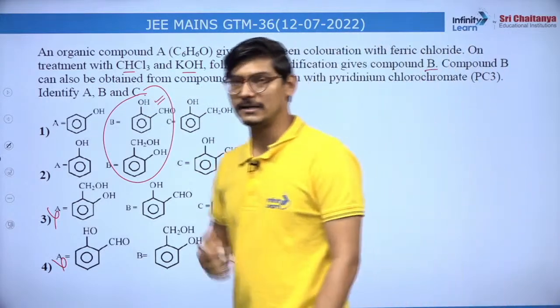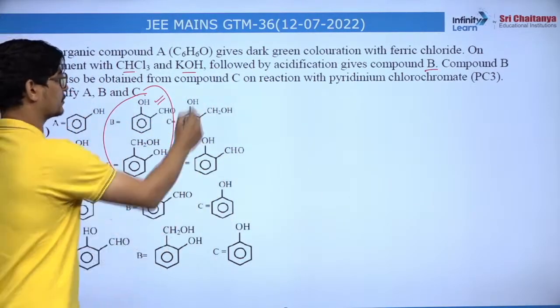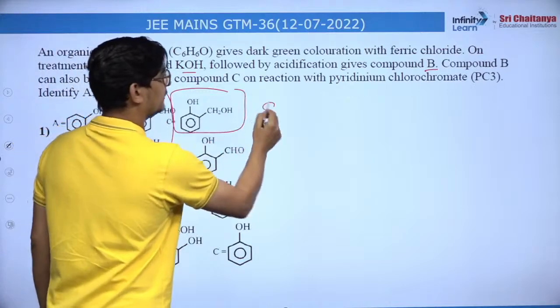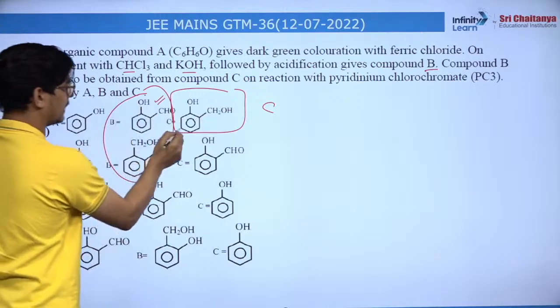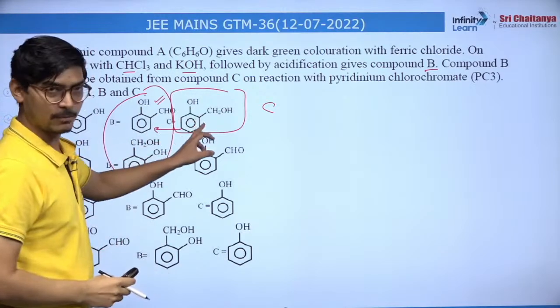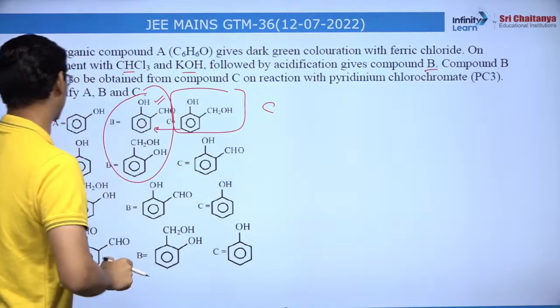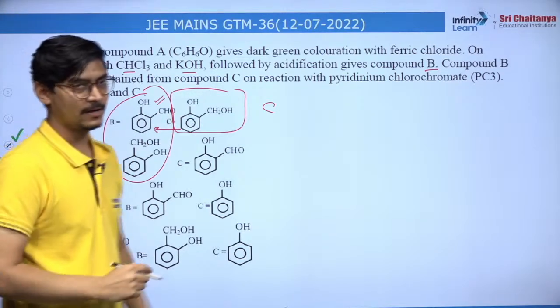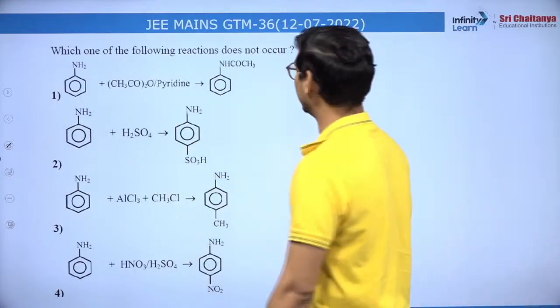PCC is a mild oxidizing agent which oxidizes primary alcohols to aldehydes. So this is your compound C, and compound C on reaction with PCC gives compound B, absolutely correct. If you react this compound with PCC, this CH2OH will get oxidized to CHO, the aldehyde. So what is the correct answer? The first one.